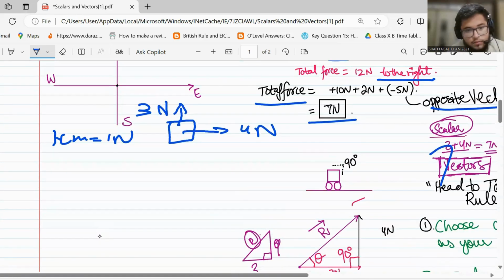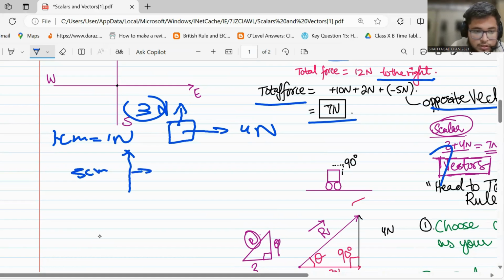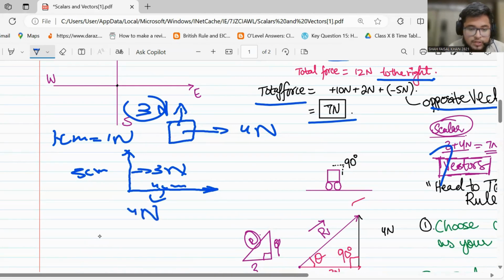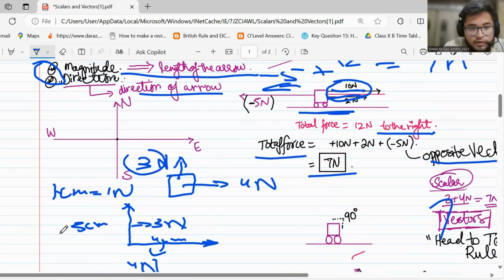Then for 3 Newton, we draw 3 centimeters. For this 3 centimeter line going upward, it represents 3 Newton. And in the base, we draw a 4 centimeter line to represent 4 Newton. This is how we represent it graphically.